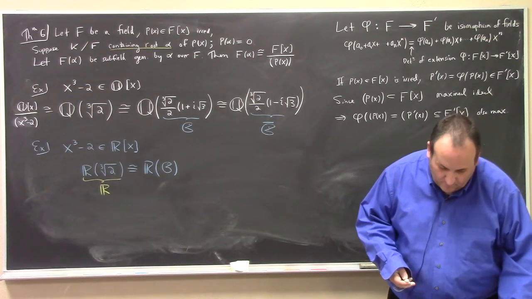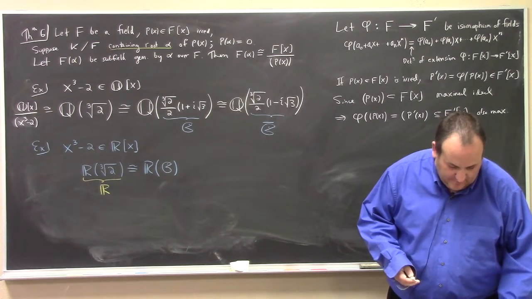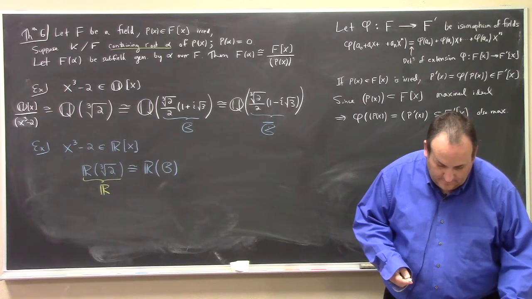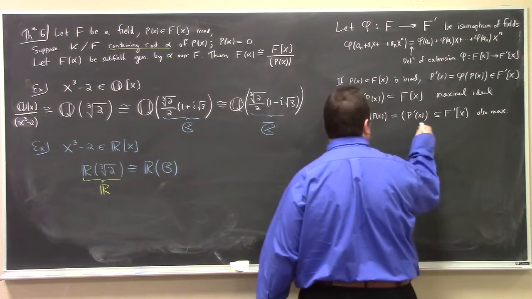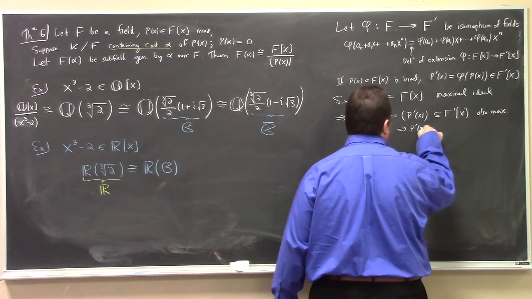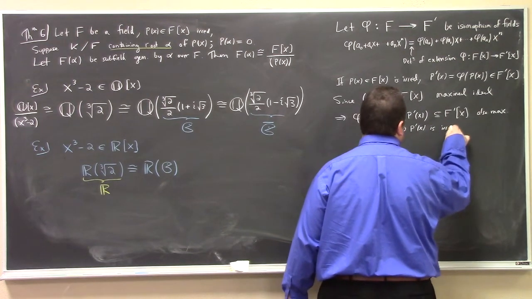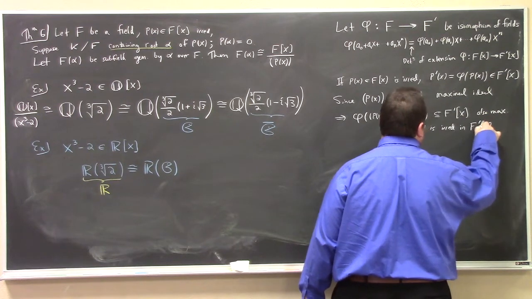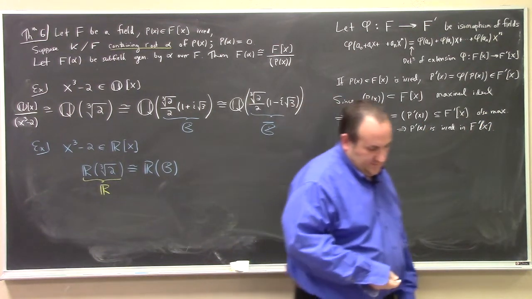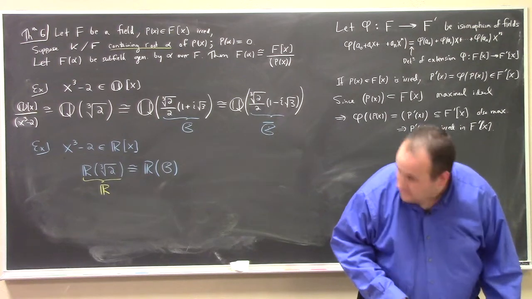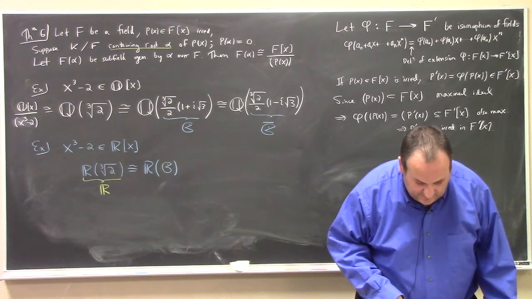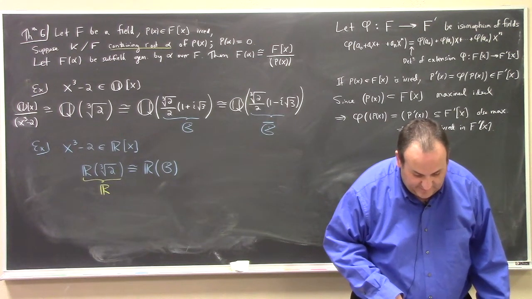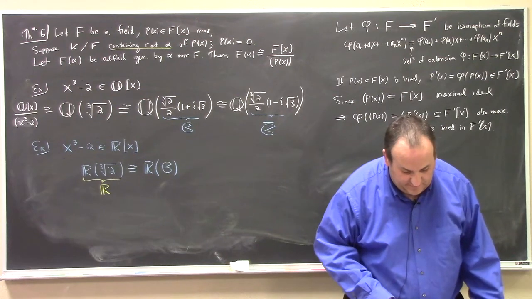And so what does that mean? That means that P prime of X is irreducible in F prime of X. And so then what? It says the following theorem then shows that the fields obtained by adjoining a root of P of X to F and a root of P prime of X to F prime have the same algebraic structure.